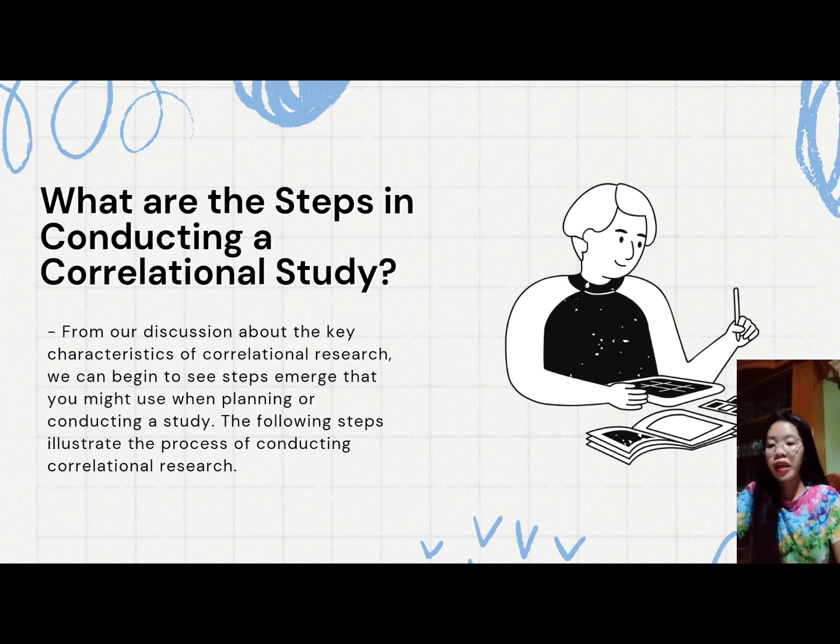So the steps in conducting a correlational study are to use the design for associating variables or making predictions, to identify individuals to study, to specify two or more measures for each individual, to collect data and monitor potential threats to the validity of the scores, to analyze the data using the correlation statistic for either continuous or categorical data, and to interpret the strength and the direction of the results. So the following steps illustrate the process of conducting correlational research.